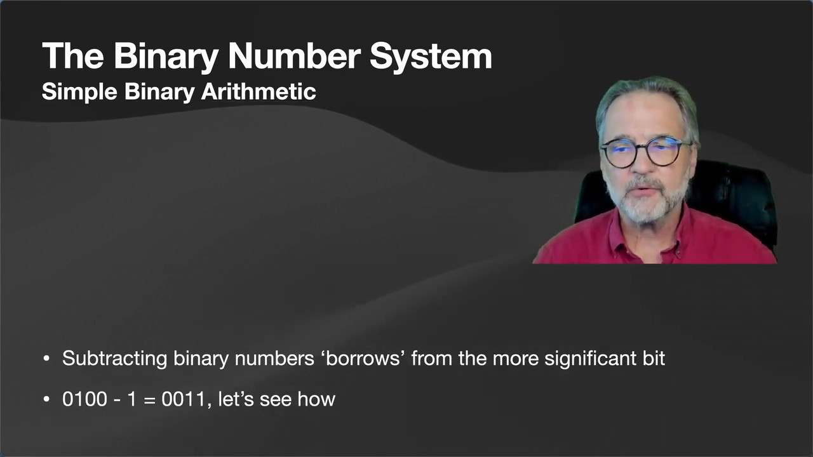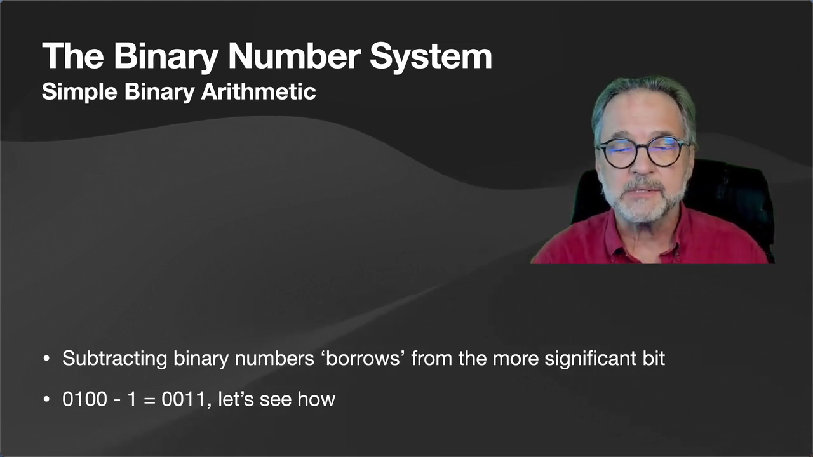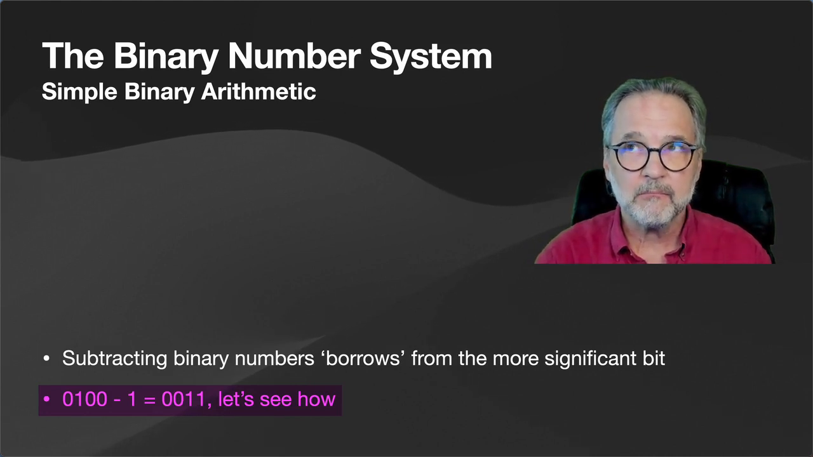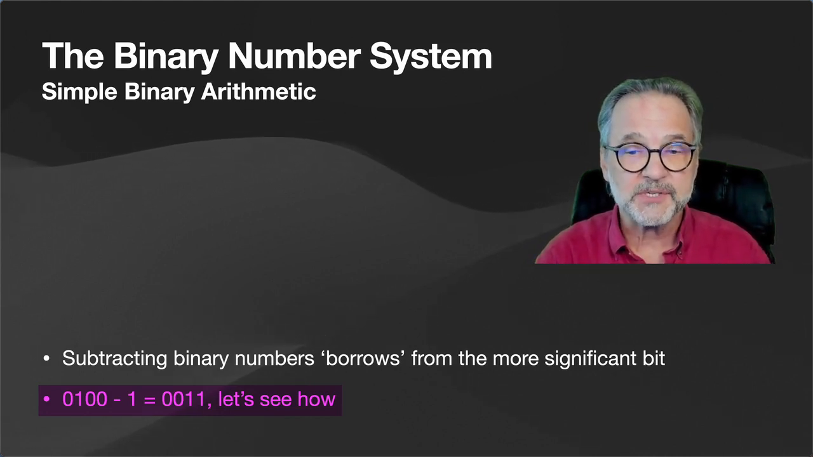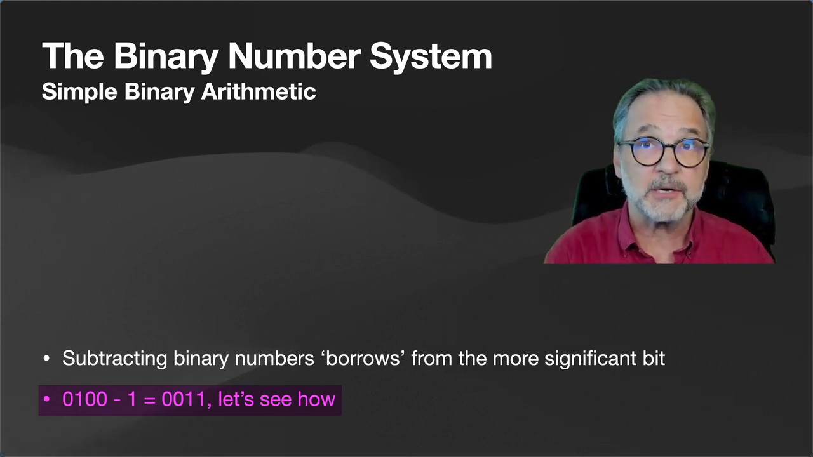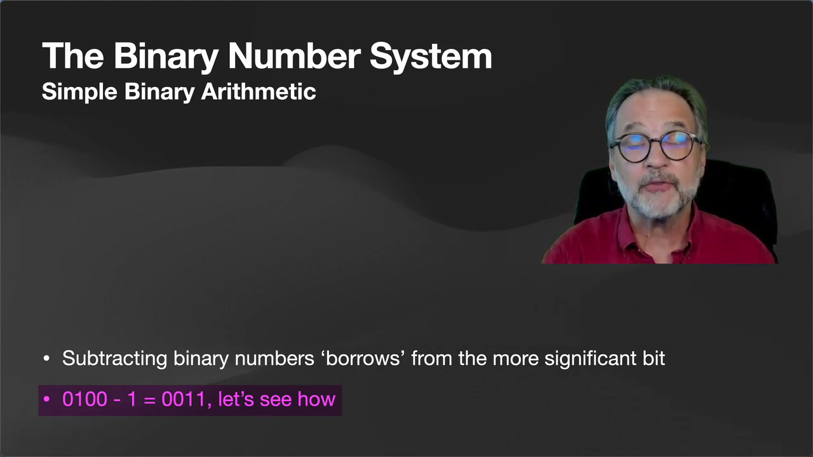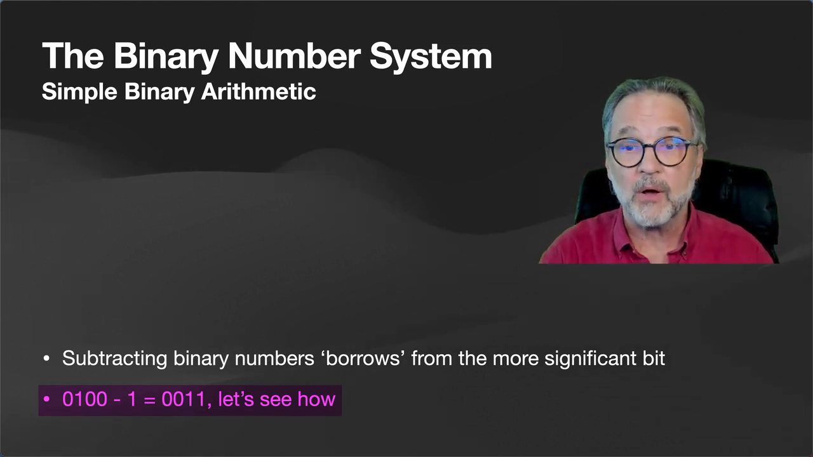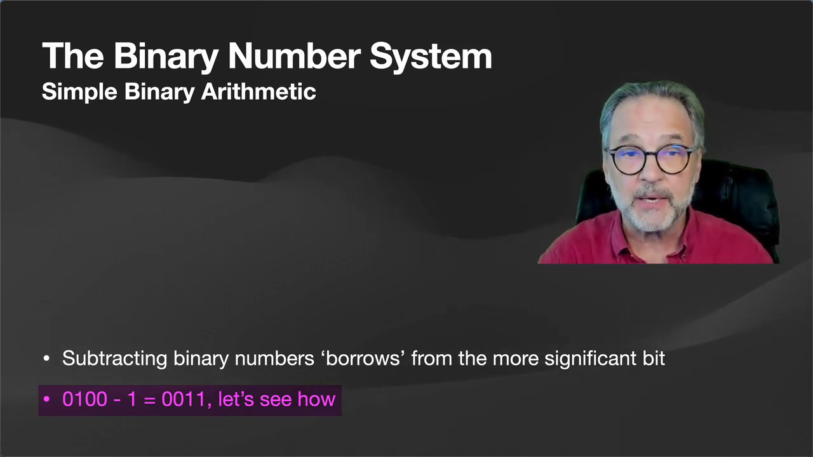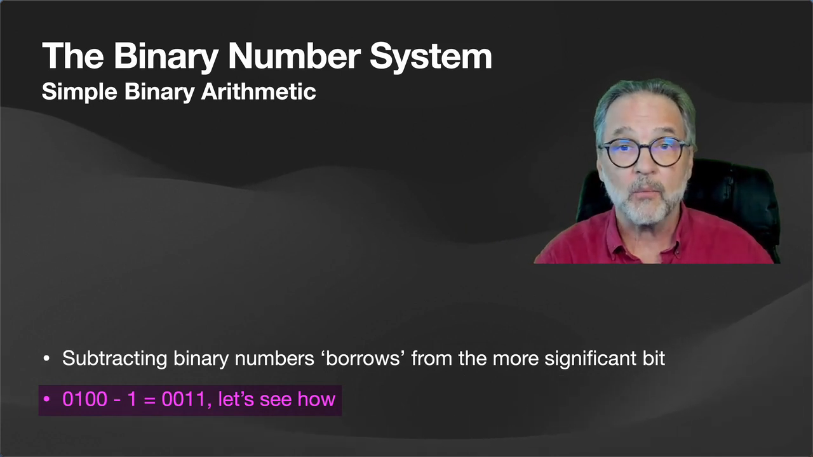Subtracting binary numbers borrows from the more significant bit. So for instance, 0100 minus 1. Well, you can't borrow from 0, which is the least significant bit. You can't borrow from the 0 to the left of the first 0. So you have to borrow from the third bit, which is a 1. And that borrow moves to every bit. It copies to every bit to the right. So we get 0011.